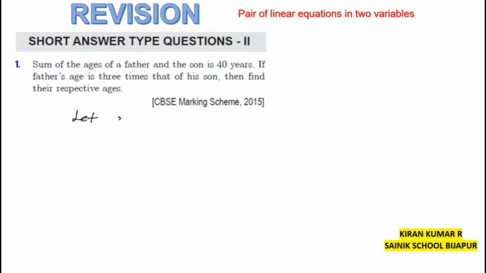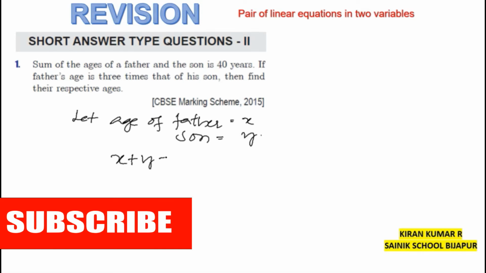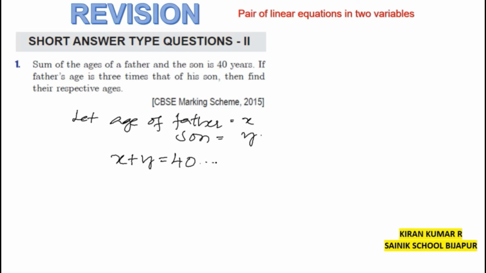Let age of father be x and that of the son be y. They have given that sum of the ages of father and son together, x plus y equal to 40. Let me name this as equation 1. They are also given that if father's age is 3 times that of his son, so x will be equal to 3 times of y. This is our equation 2.